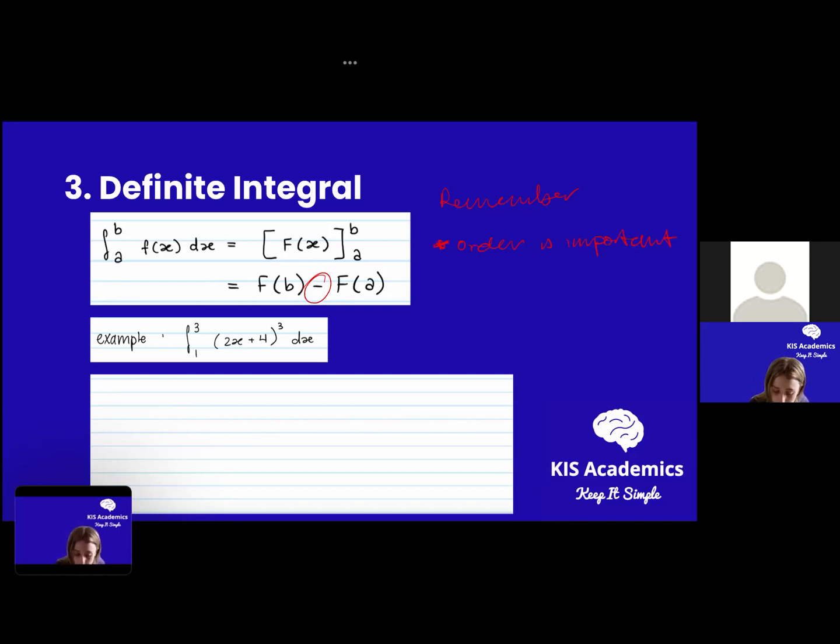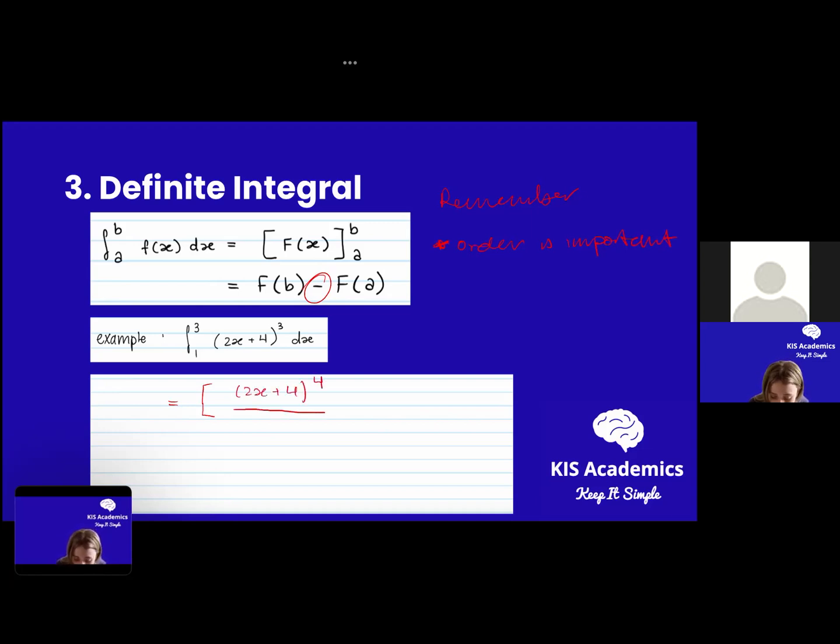Okay, so if we want to integrate this, the first step that we're going to have to do is put our big square brackets here. We're going to add 1 to the power, which is going to give us 4.